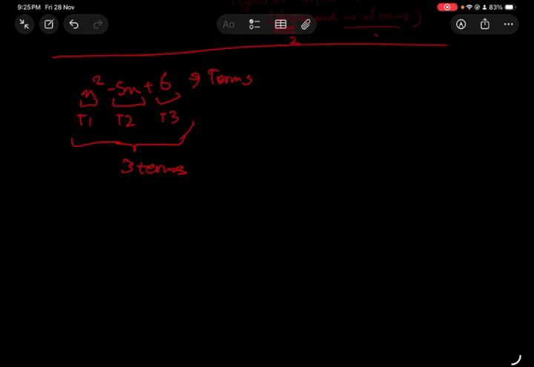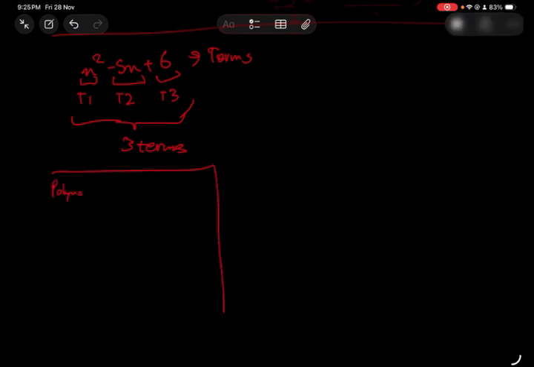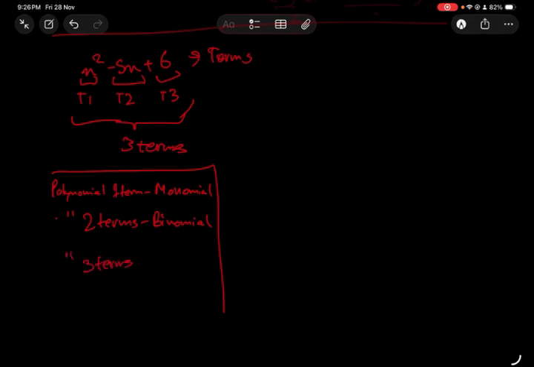So there are different ways where we can differentiate these terms in a polynomial. A polynomial with one term is called a monomial. A polynomial with 2 terms is called a binomial. And a polynomial with 3 terms is called a trinomial, which is obvious. Now you don't have exact names for 4 terms or 5 terms, but they do exist. We have the names for the 1, 2, and 3.